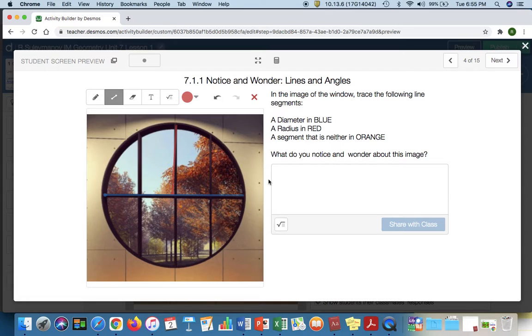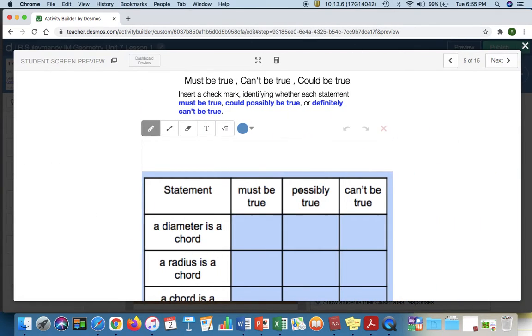And based on this discussion and these noticings and wonderings, you could build on that with this next activity, which has students place a check mark on statements that must be true, can't be true, or could be true. So the first statement here is the diameter is a chord. So the way that students would do this part is using the sketch tool, just place a check mark. A diameter must be a chord. And then you can gather student responses from this sample.